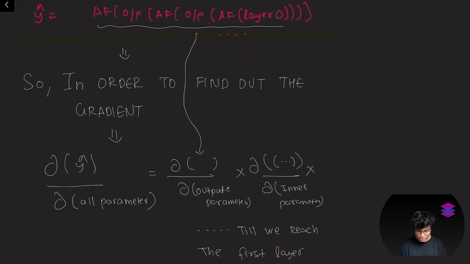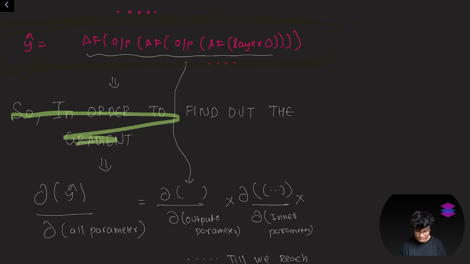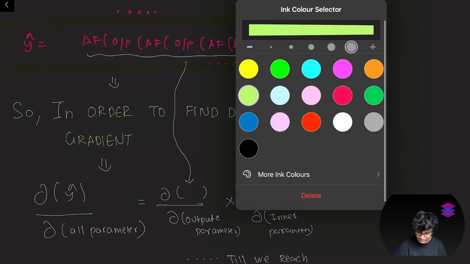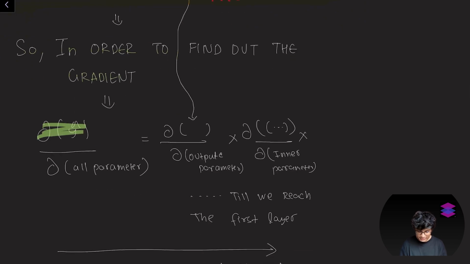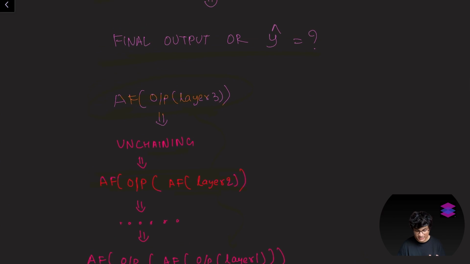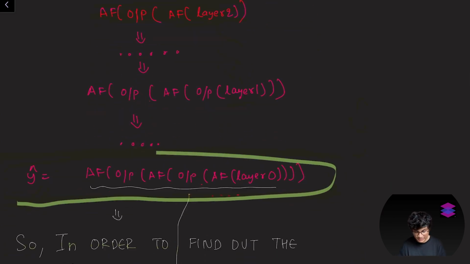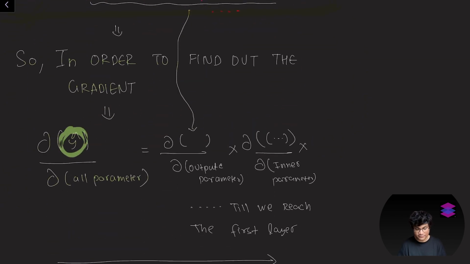So in order to find out the gradient, can I write it into some kind of gradient equation, something like this? Let me use some other color. So can I write my gradient equation something like this, where this is my final output? If I unchain this part, the output of the final layer, I will get this big equation. And now I am passing this equation into my gradient function as an input, and I'm taking the differential of it.